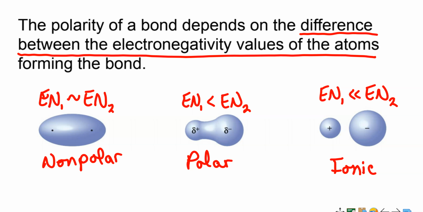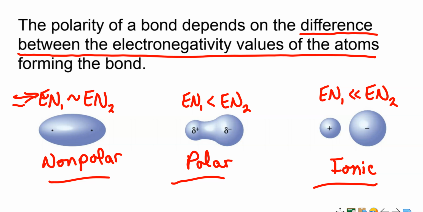Like, if the difference in electronegativity is 2.1, it's automatically ionic. Okay, there's no hard and fast rule. It's more like we rank them in terms of this is more polar than that. This is less polar than this. Okay? So for now, it's enough to recognize, is it nonpolar or is it polar? Or is it ionic?